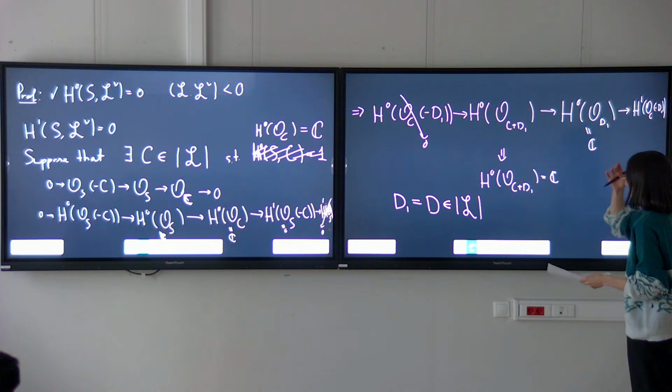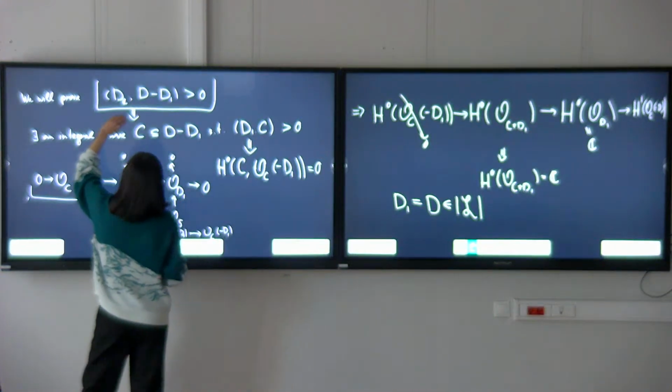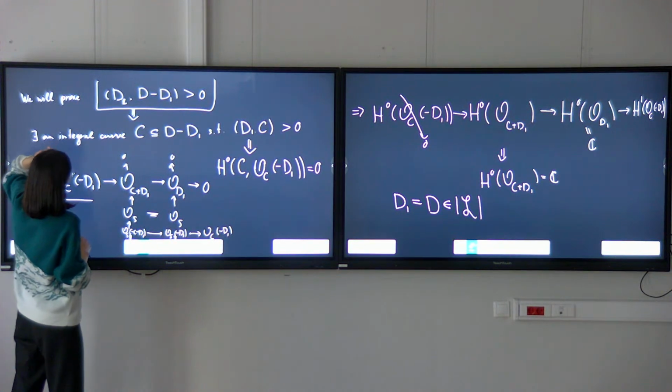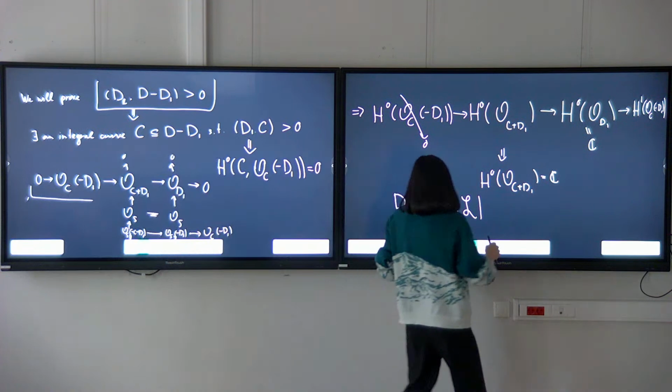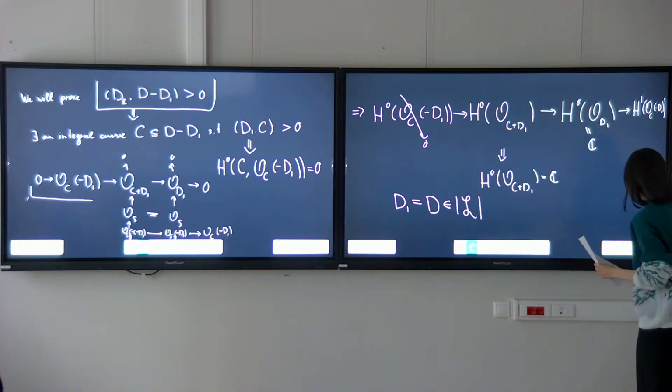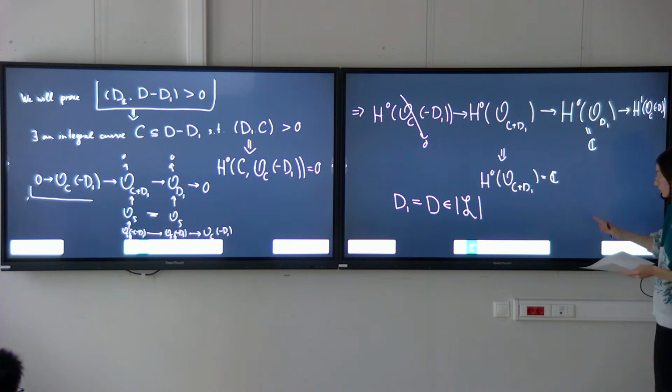And so it remains to prove this thing, right? That we have positive intersection of D1 and D minus D1. Any question? Everything is clear? Okay.